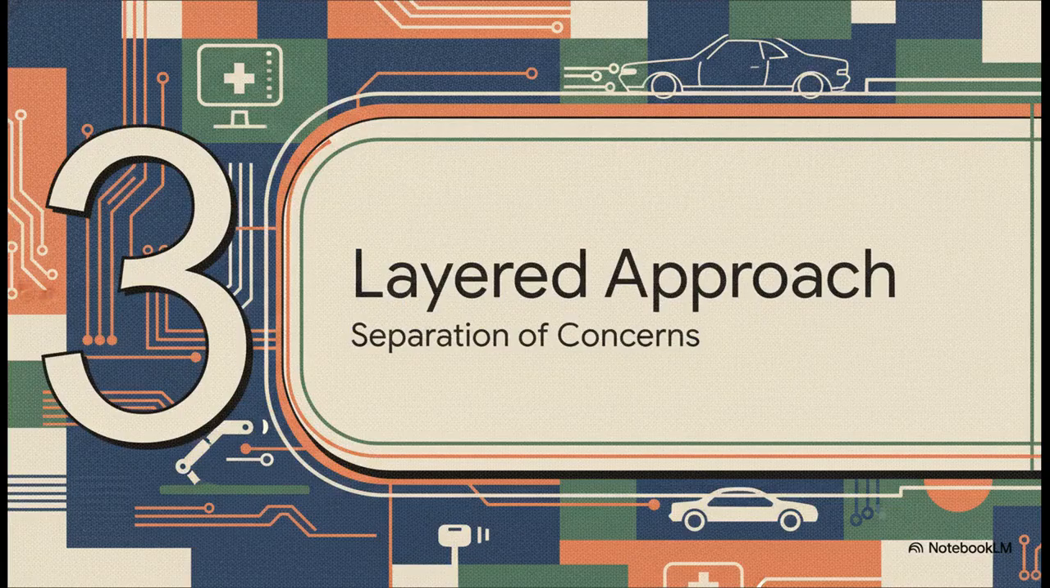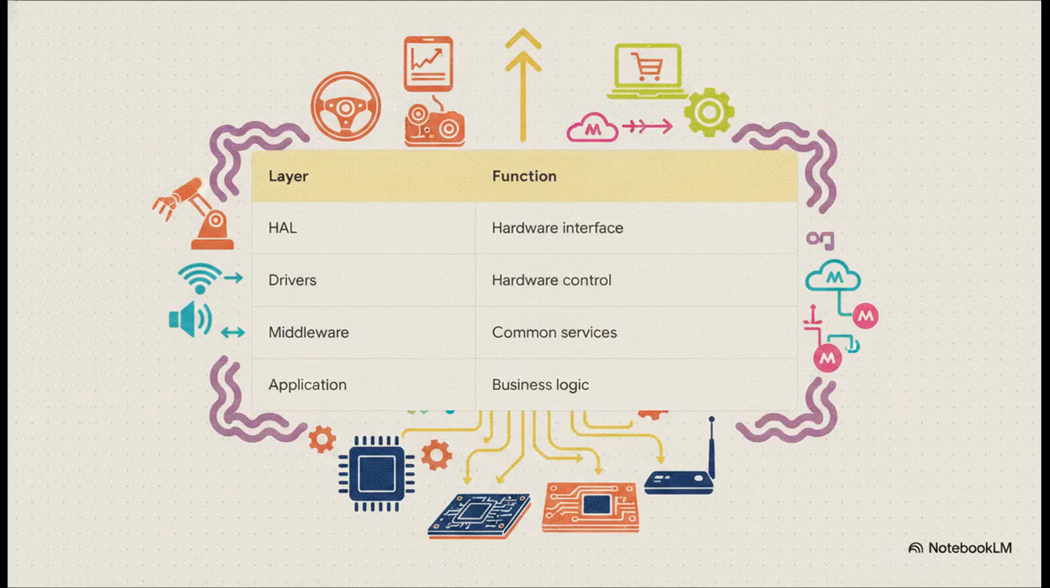Section 3. The layered approach, separation of concerns. Let's move on and see how this builds up when a superloop just isn't enough. This layered approach creates clear boundaries and is actually the architecture that heavily dominates modern automotive and medical devices today. Let's break these layers down using a quick analogy.